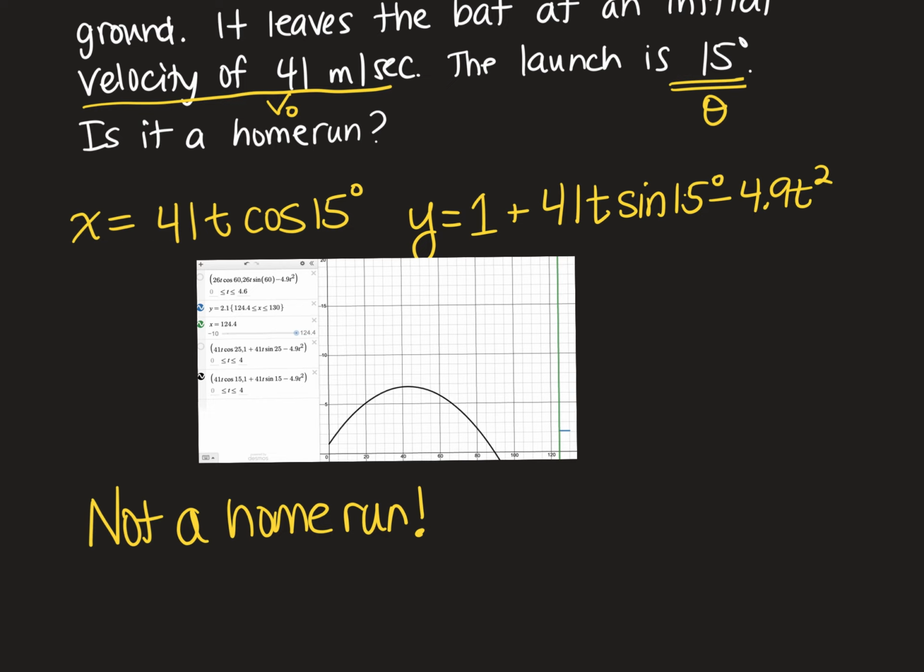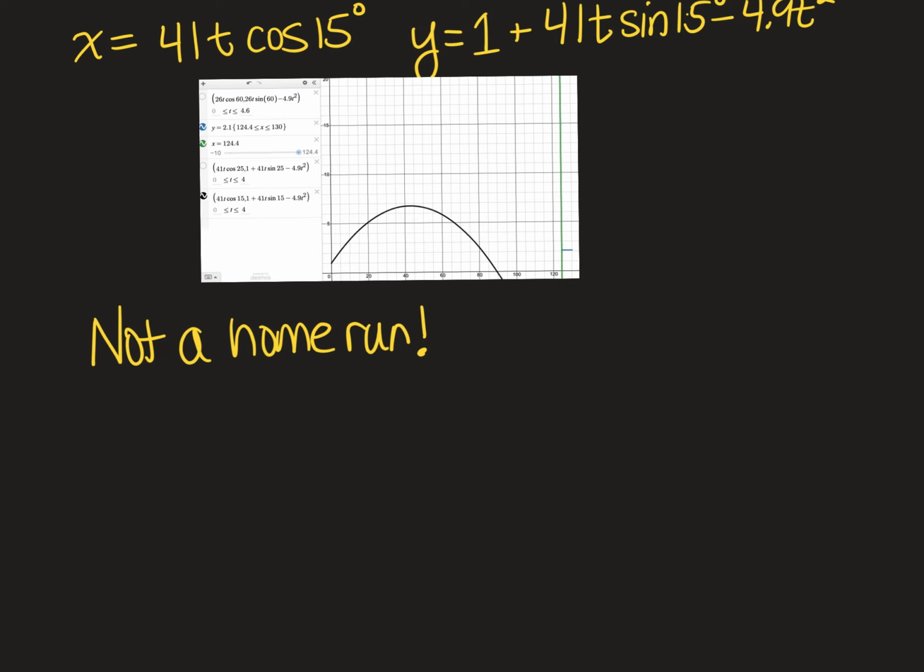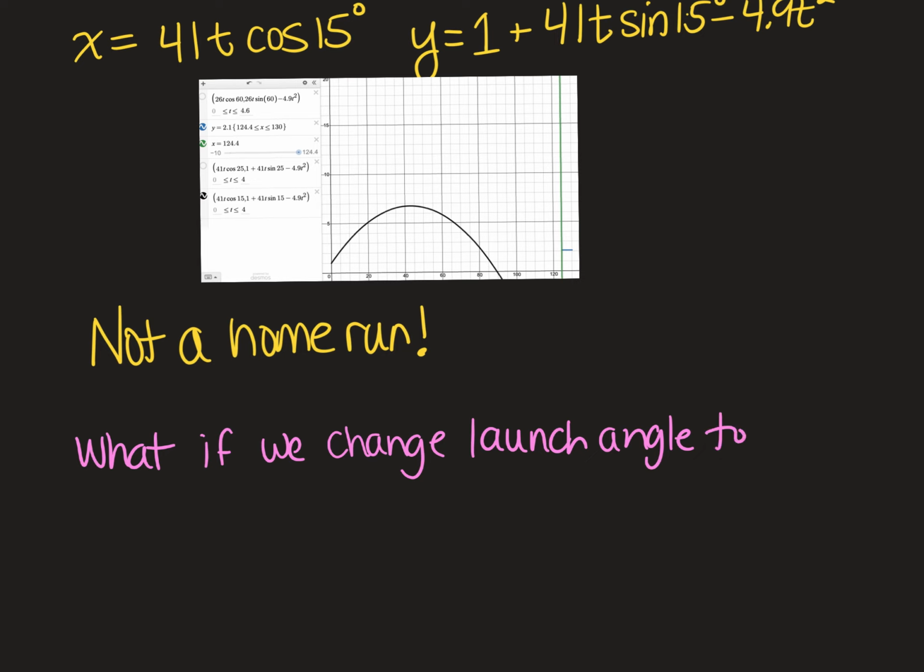But what if I make one small change? Just one. I'm not even going to change the velocity. What if we just change the launch angle? We're going to change it to 25 degrees. And I want to see if that's a home run. Now, the nice thing about these graphs is that you can make that change pretty easily and see very quickly if it's going to give you the desired result. So let's take a look at Desmos and see what happens.